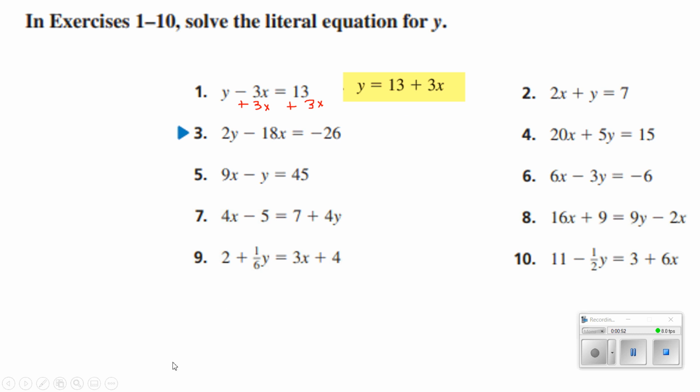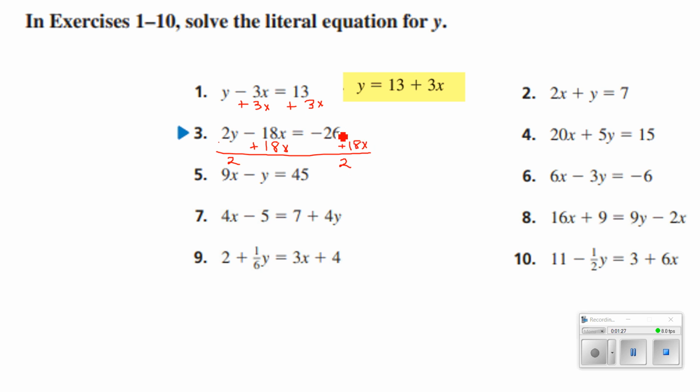On the next one, when I'm solving it for y, I remember once again, I will get rid of the x. I'll add 18x to both sides. Once I've done that, I'll have negative 26 plus 18x, and then I got to remember I got to divide by 2. So after I'm done with all that, I'll divide by 2, and I should have negative 26 plus 18x divided by 2.